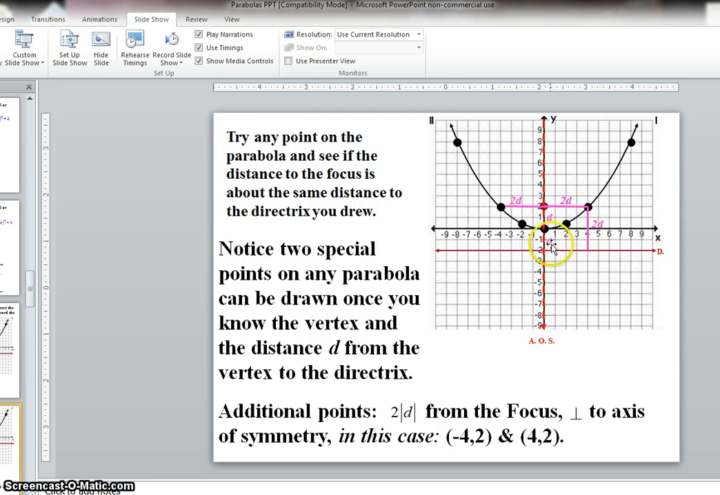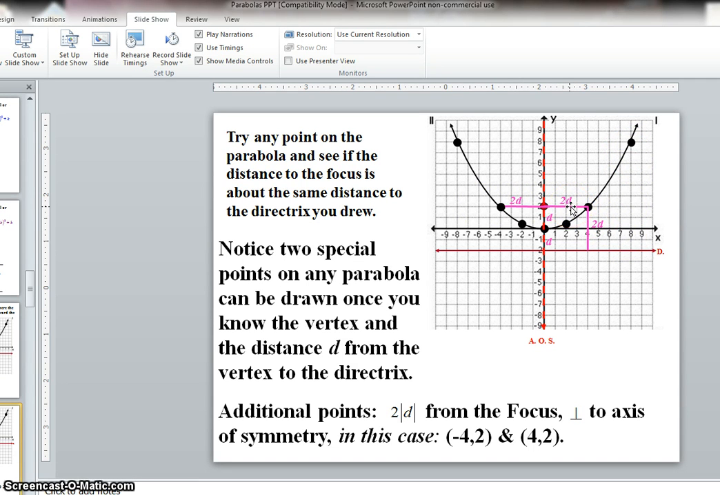And then we'll take that distance d and we'll double it and we'll go out from the vertex. We may be going left or right if it's opening up or down, or we'll be going up or down if the parabola is opening left or right, if it's a horizontal one. Okay, so these are the only special points. They're the only 2 points like this on the parabola. All of the other ones are not exactly 2 times d. These are the only 2 ones.